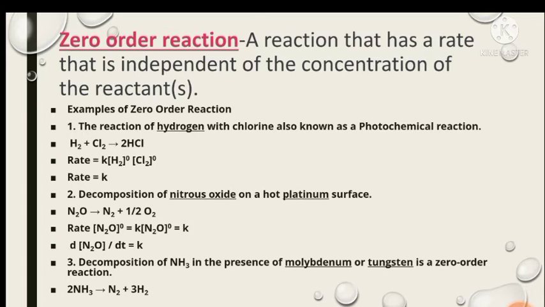तो कैसे calculate करेंगे, suppose हम एक zero order reaction लेते हैं. Zero order reaction वो reaction है, a reaction that has a rate that is independent of concentration of reactants.